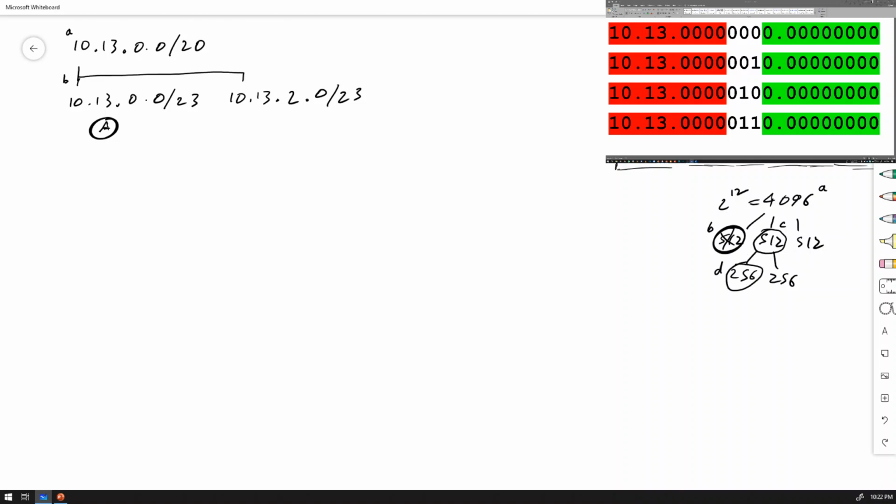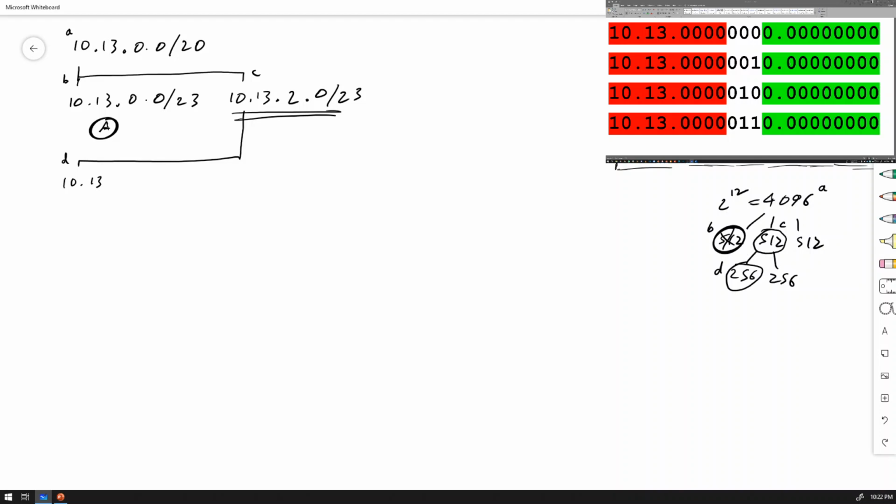So let's name it D. C was extended from D. So I'll do that same here. I'm sorry, D is extended from C. And the IP address would be, let's see what the IP address is. Now we are breaking down this, right?